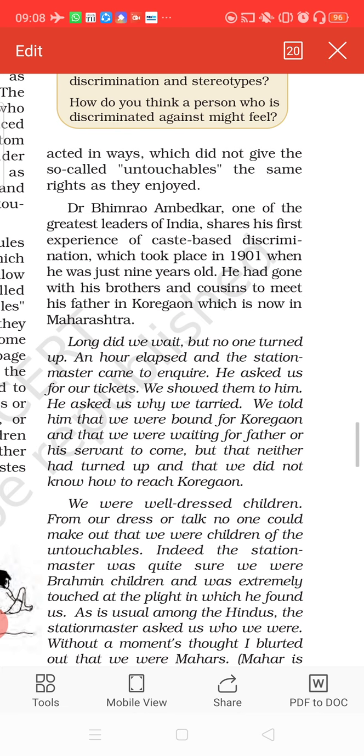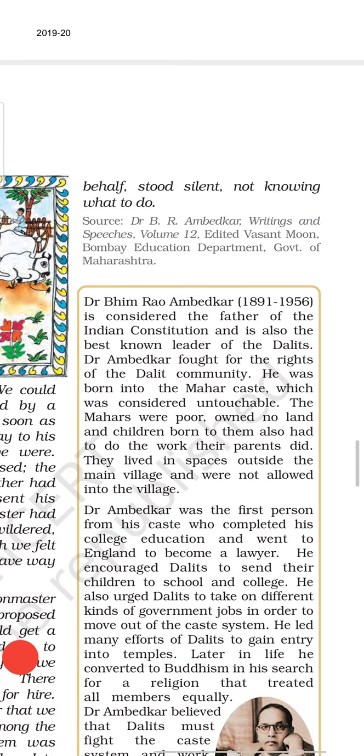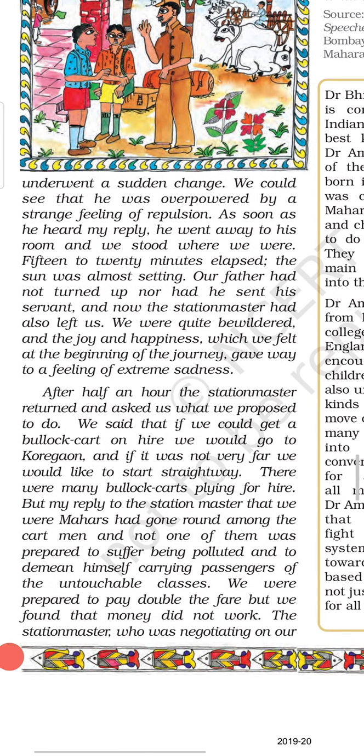So he inquired, what is their plan of action? What do they want? They said they wanted to go to Koregaon, and if it is not very far off, they could walk the distance or take a bullock cart, and they were ready to pay the fare. But the people driving those bullock carts had heard their conversation, and none of them was ready to take these untouchable children, even when they were ready to pay more than the required amount.